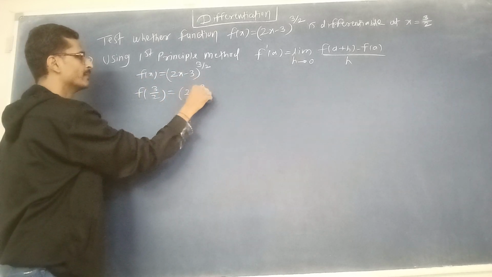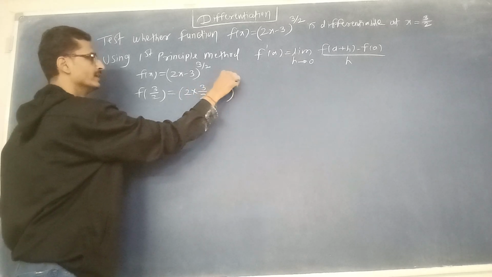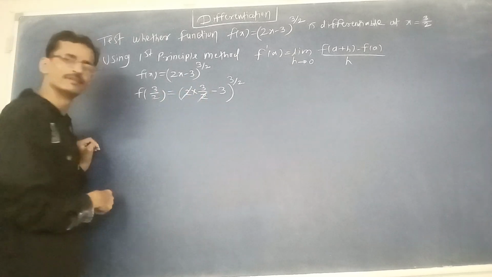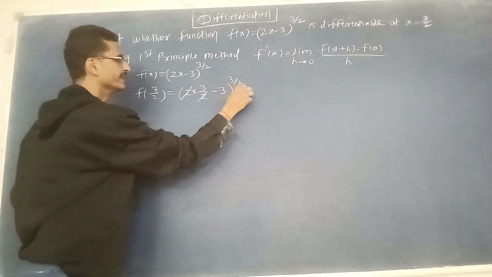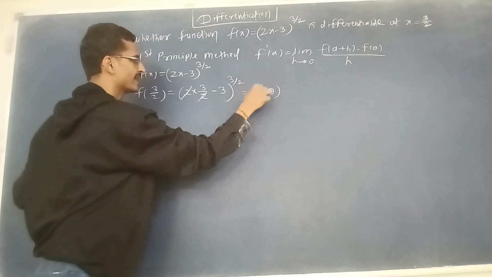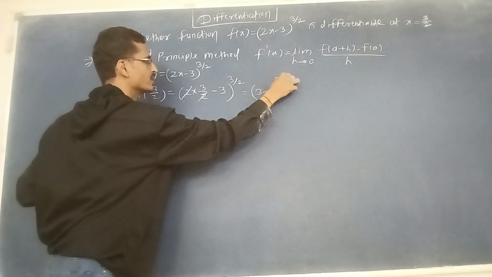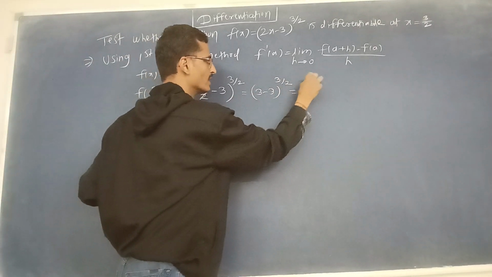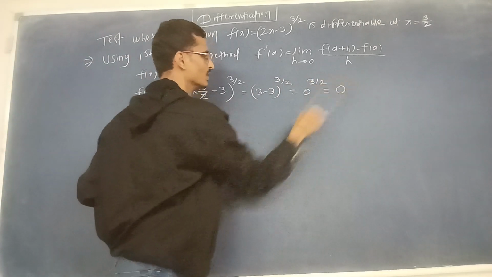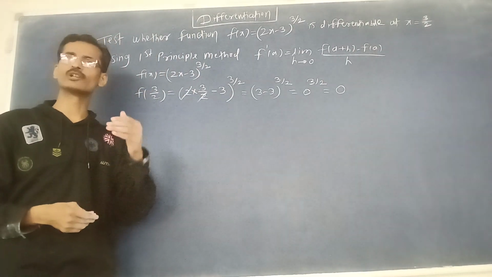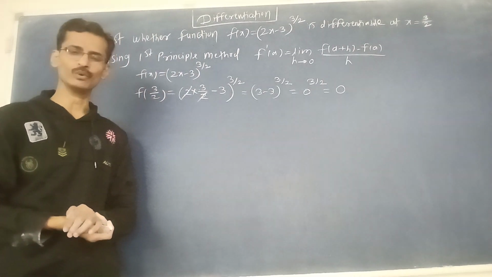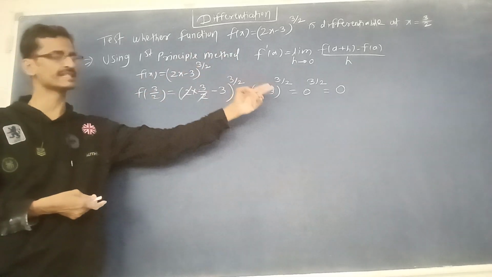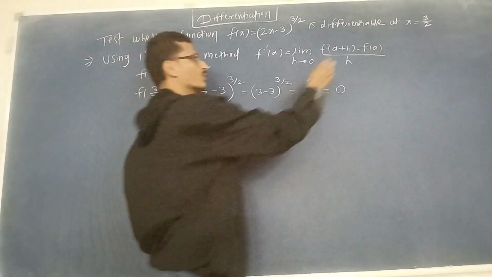So (2 into 3 by 2 minus 3) whole raised to 3 by 2. Now these 2 and 2 cancel. So 3 minus 3 is remaining, right? (3 minus 3) whole raised to 3 by 2. Now 3 minus 3 is 0. 0 raised to 3 by 2 is what? 0. Because 0 raised to any number is 0. So that means f of a, that is f of 3 by 2 is 0. So this one part is over.